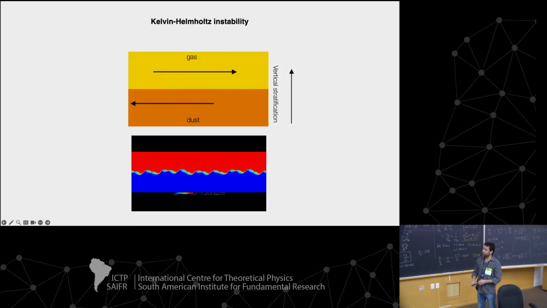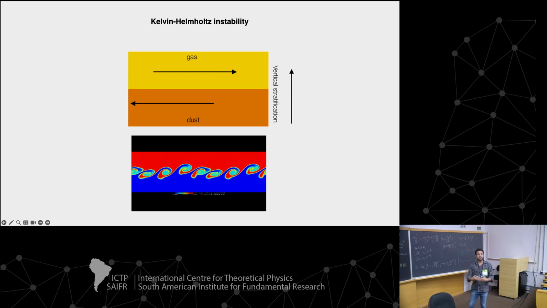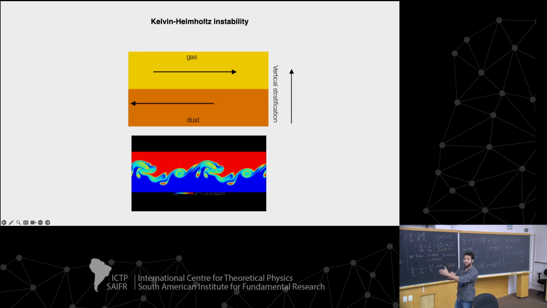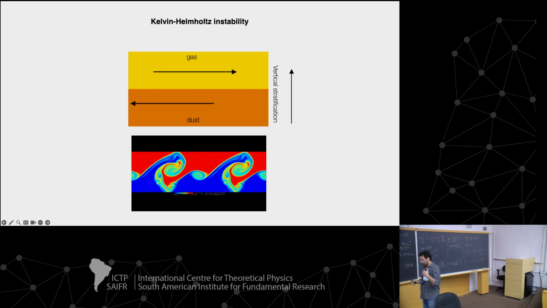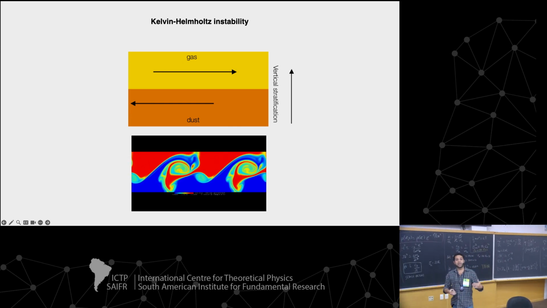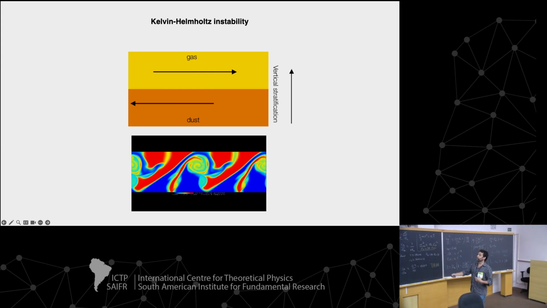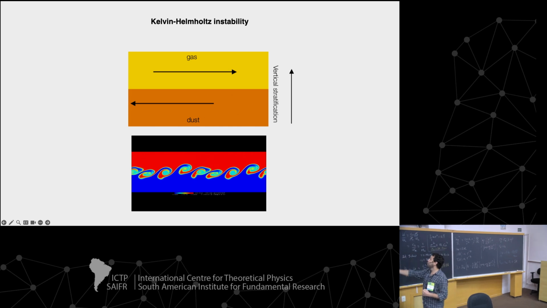Kelvin-Helmholtz is something that always shows up when you have two fluids, because at the interface between them you build shear, right? The gas and the dust are flowing at different speeds. A shear is a gradient in velocity: a velocity in one direction with a gradient in another direction. In this case it is the azimuthal velocity, but with a vertical gradient. So the Kelvin-Helmholtz instability is a primary mechanism for turbulence, converting this shear into vorticity. That's why you see it rolling into these billows.